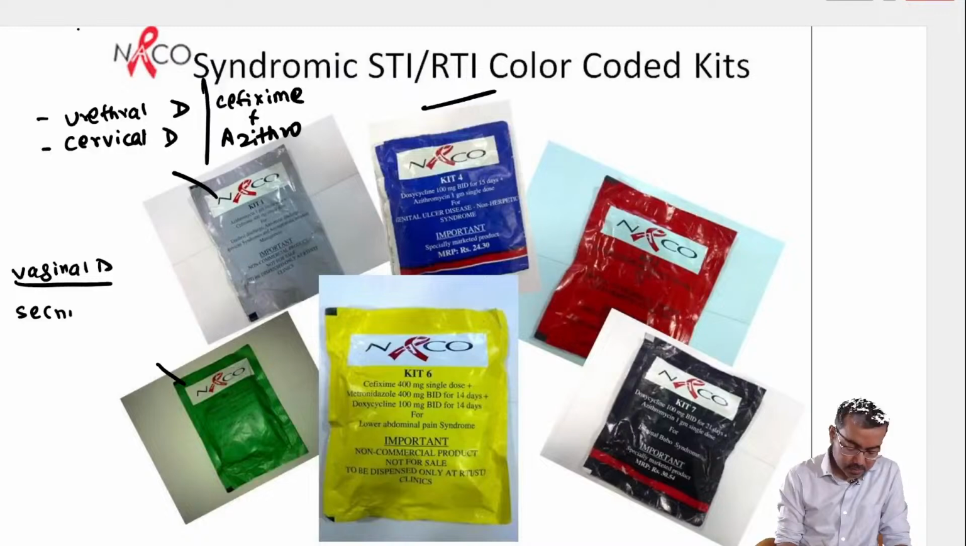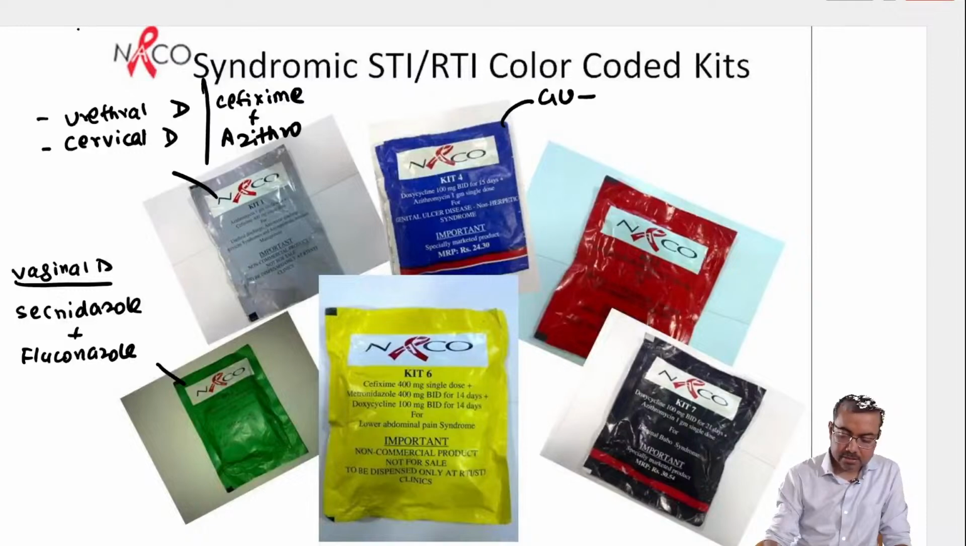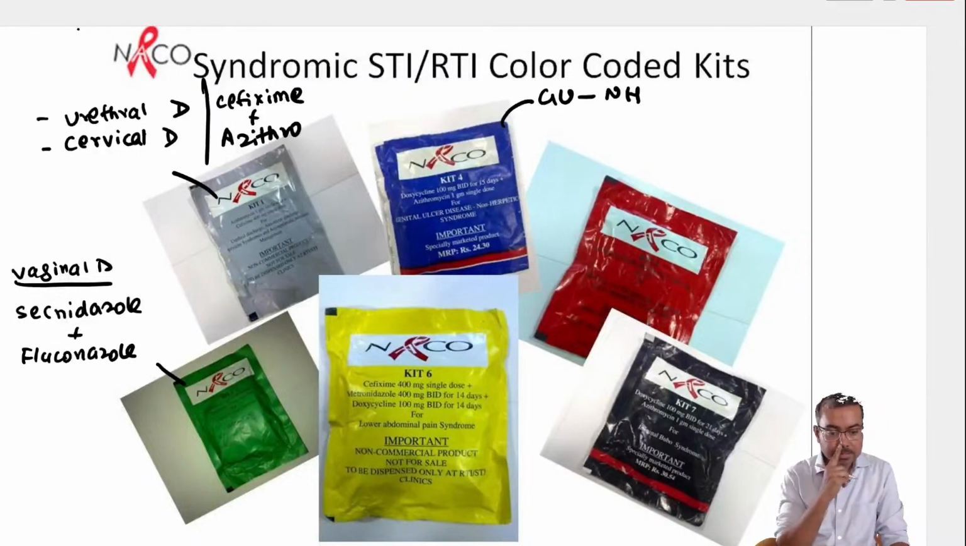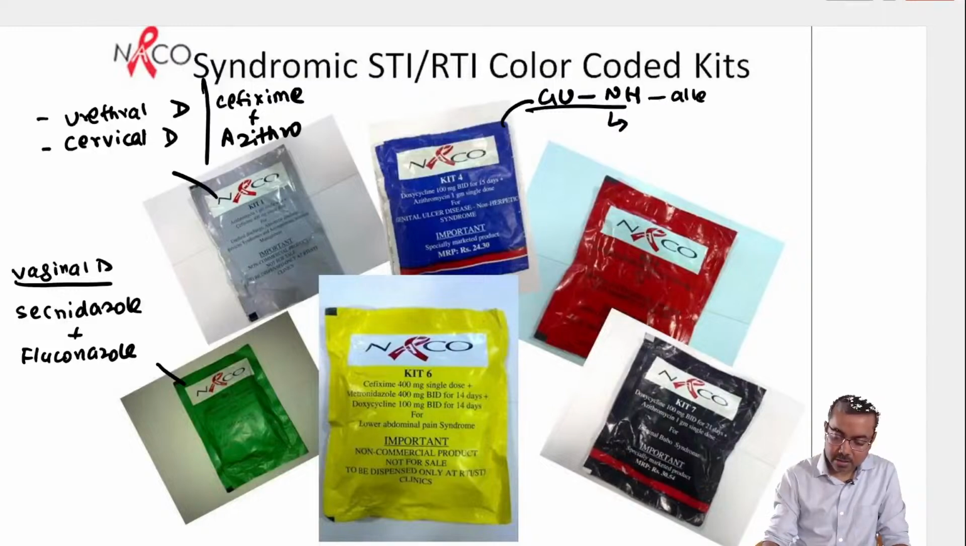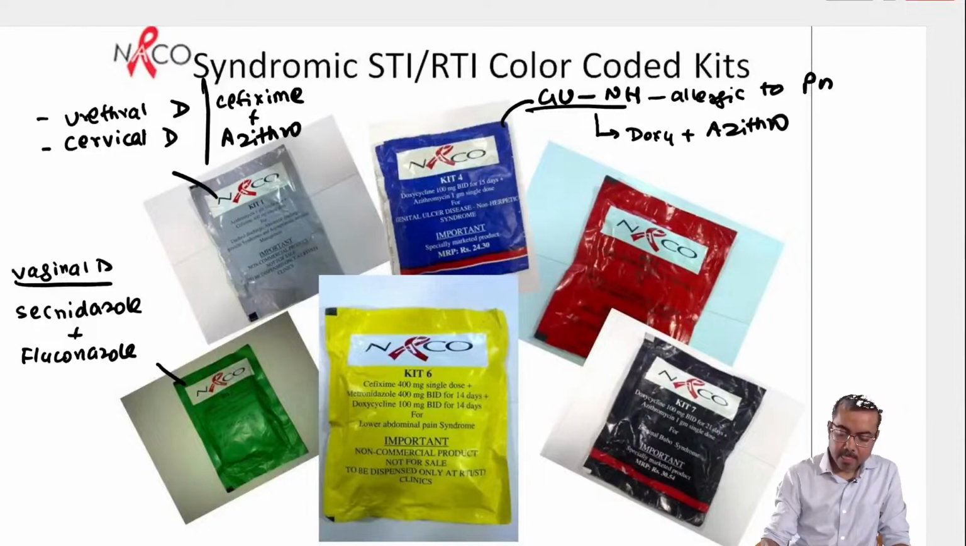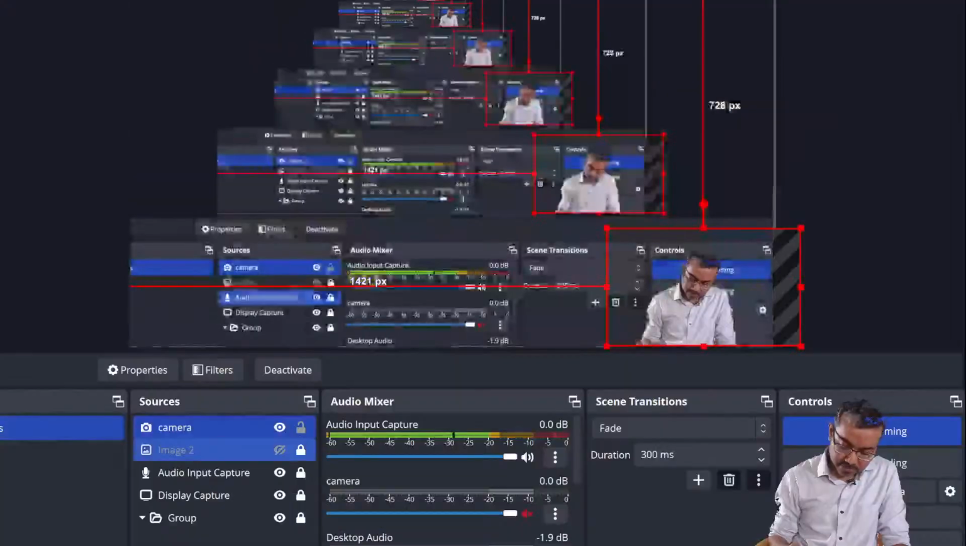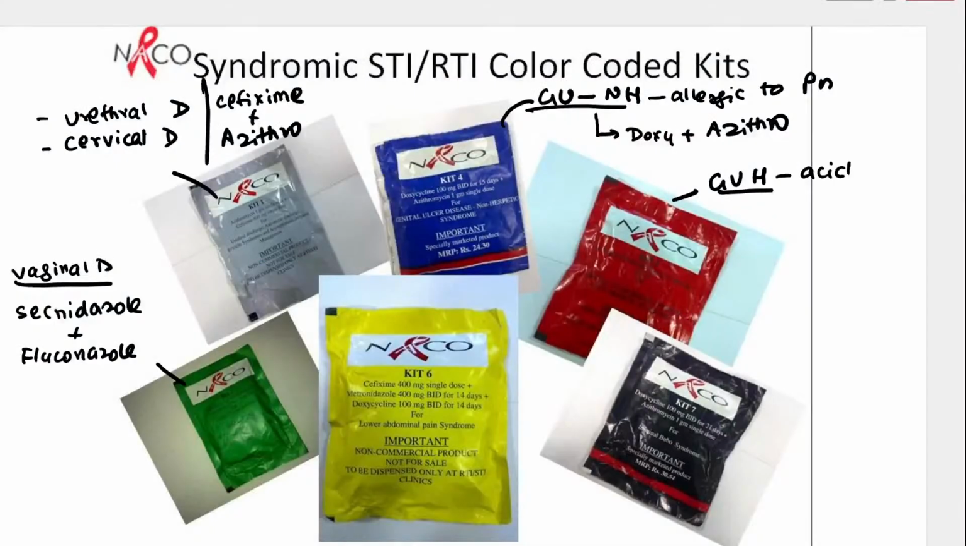It has secnidazole plus fluconazole. Blue kit is for genital ulcer, NH, which means non-herpes. Genital ulcer, non-herpes. This is for people who are allergic to penicillin. It usually has doxycycline plus azithromycin. This is genital ulcer herpes. Okay, I'll remove myself from here first. This will have only acyclovir. This is inguinal bubo. This has doxycycline plus azithromycin.